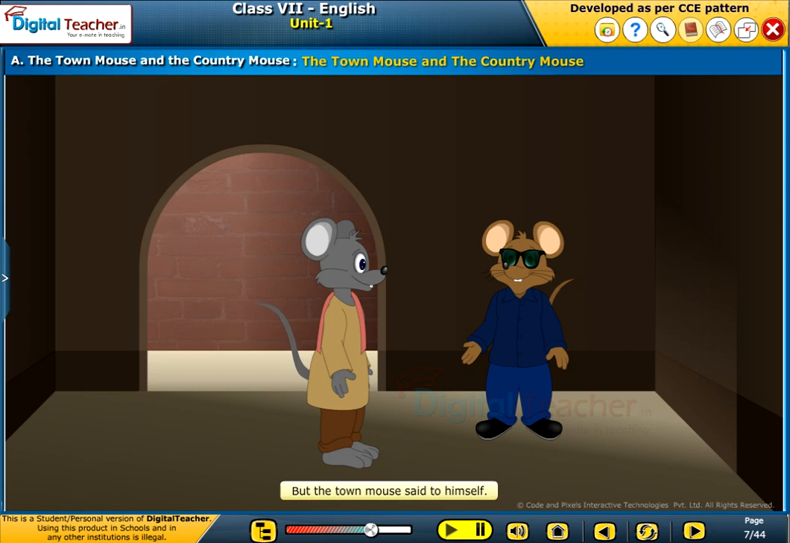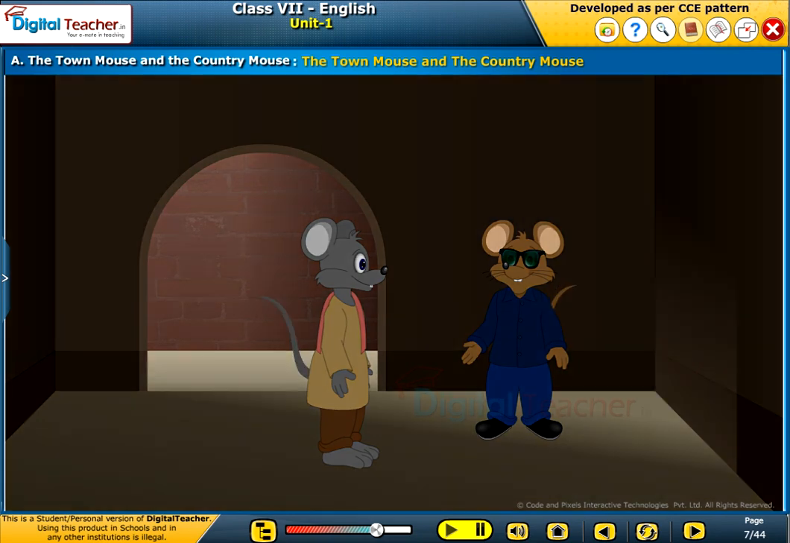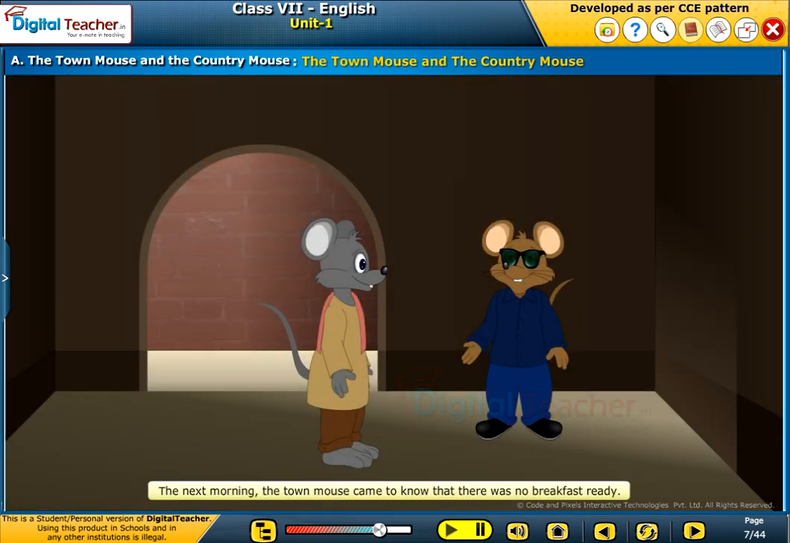But the town mouse said to himself, "I don't think I like this place." The next morning, the town mouse came to know that there was no breakfast ready.